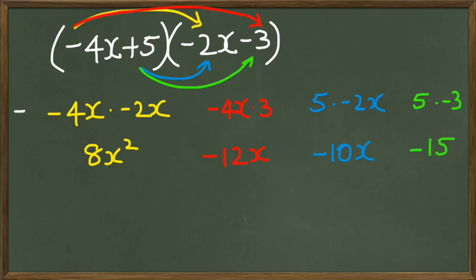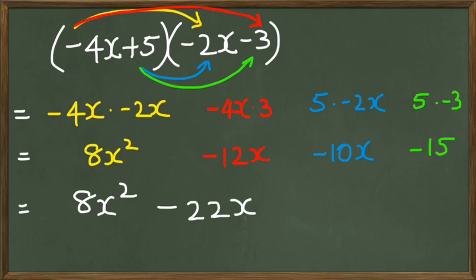So your final answer is 8x squared. Negative 12 minus 10 is negative 22x. And minus 15, well, that just comes as it is.